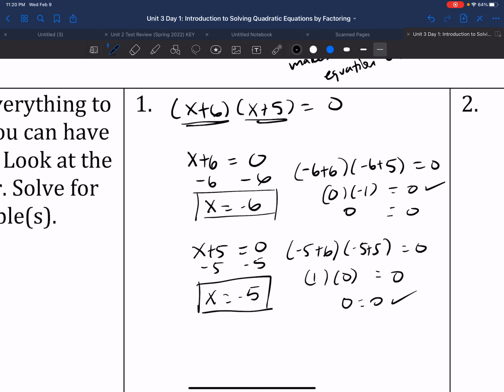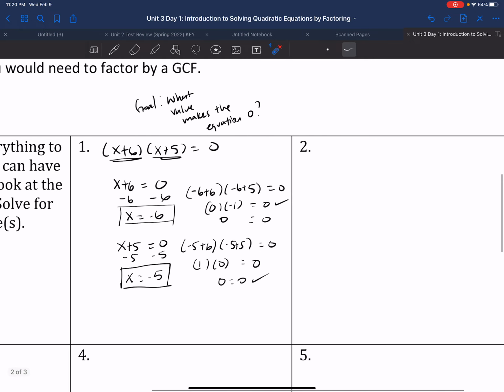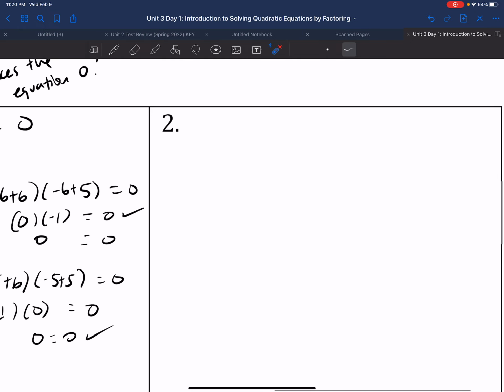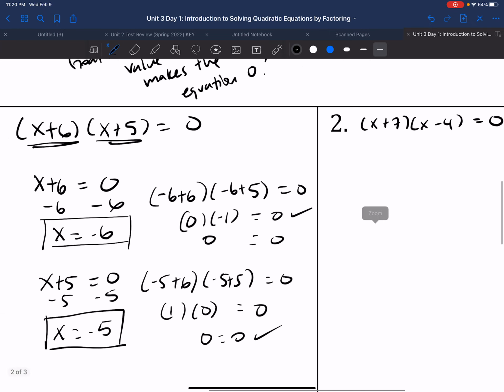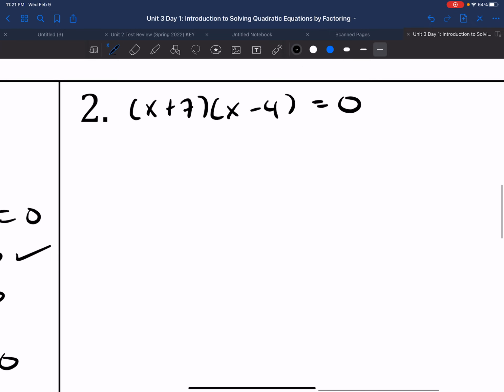I should put that there too. Okay. And so these are my answers. Number 2 says x plus 7 times x minus 4 is equal to 0. It's just the same thing, right? It's literally the same thing we did for number 1. Number 1 was easy. Let's do number 2, which is exactly the same procedure.